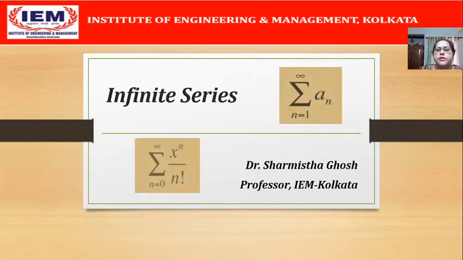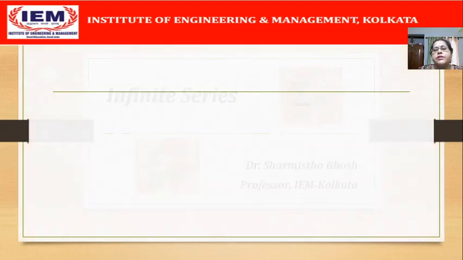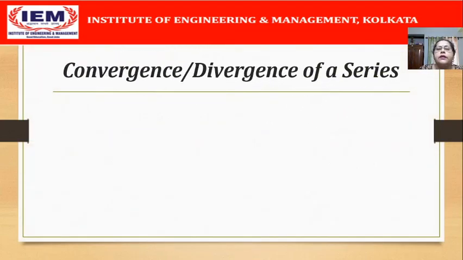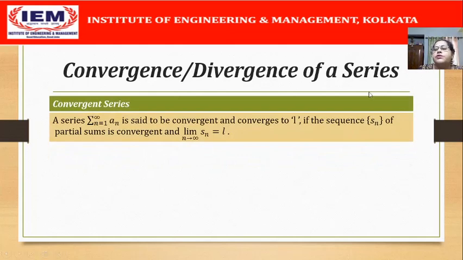Now in the last session, we defined infinite series and introduced the concept of convergence and divergence of a series. Let us take a quick review of that concept first. We have seen that in order to examine whether a given series is convergent or divergent, we first need to construct the sequence Sn of its partial sums and check the convergence or divergence criteria of this sequence of partial sums.